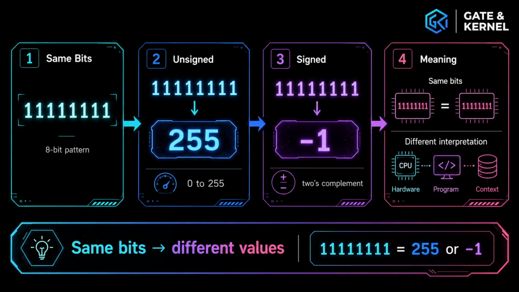Chapter 13, Signed and Unsigned values. The same bit pattern can represent different numbers depending on how it is interpreted. Consider 11111111 as an unsigned 8-bit integer. It represents 255. But in the most common signed representation, called 2's complement, the same pattern represents -1. The physical bits did not change. Only the interpretation changed. So 11111111 can mean 255 or -1, depending on how the CPU and software treat it.